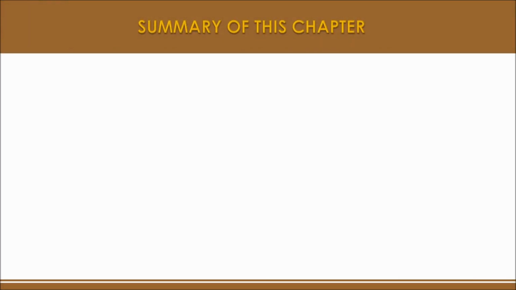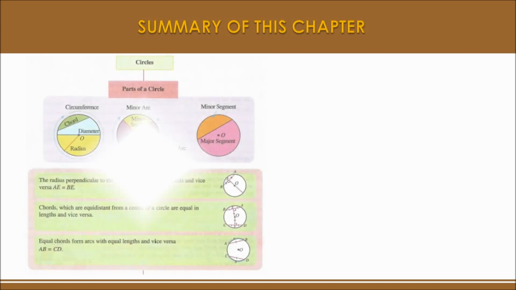So that's all for this topic. At the beginning of this chapter, you have learned the parts of circle. What have you learned in the parts of circle? You know what is circumference, and then you know what is chord, diameter, radius, and center. You also know the arc and sector.